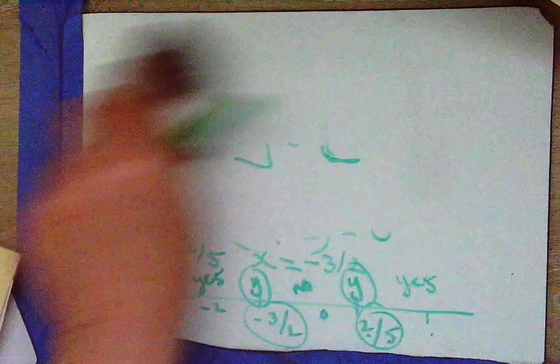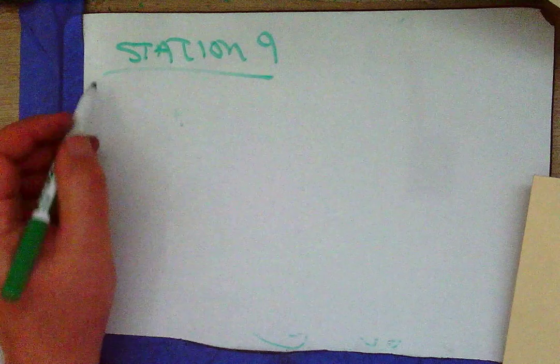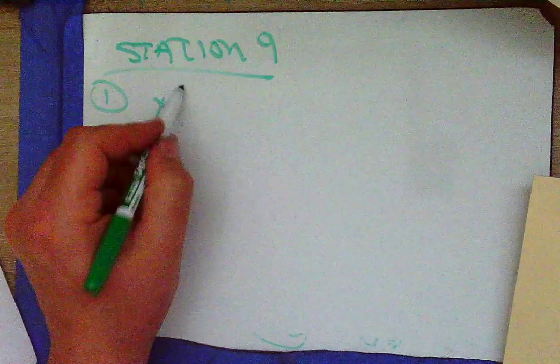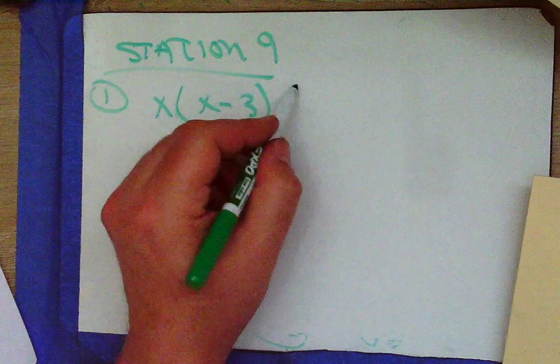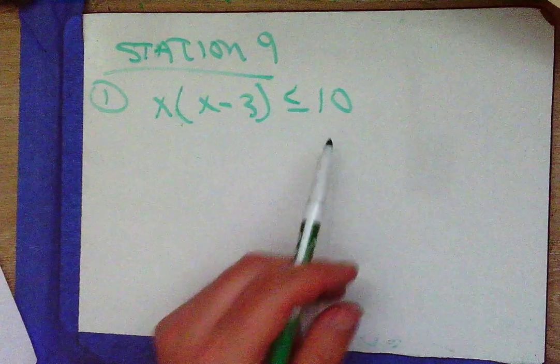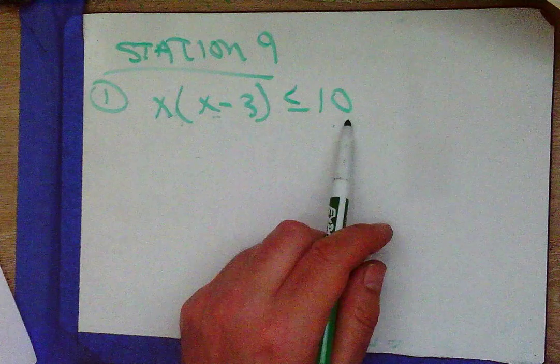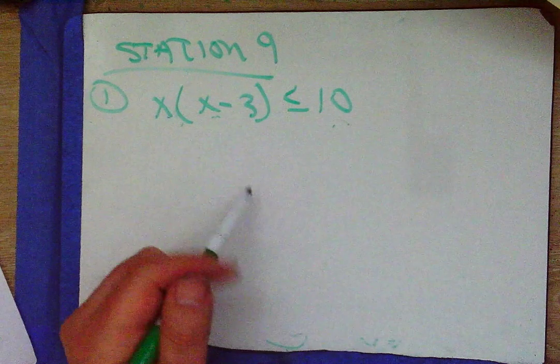Let's take a look on station 9 now. Station 9 is all about solving other types of inequalities. We're doing problem 1, which is x minus 3 less than or equal to 10. Really, I'm trying to see who's going to fall for this one, because I'm going to get a lot of people who do x equals 10 and x minus 3 equals 10, so x equals 13.